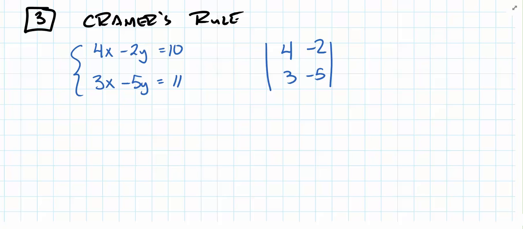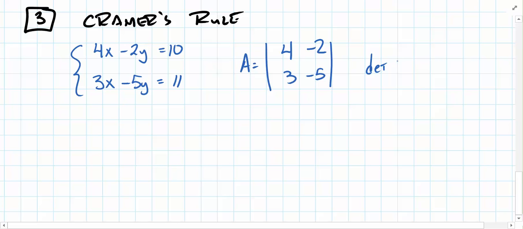That makes total sense. So what we're going to do then is find the determinant of, I'm going to call this matrix A. So the determinant of matrix A is going to be, let's see here, 4 times negative 5 is negative 20, minus a negative 6. So what do we get for that? I'm getting negative 14 out of this one. So the determinant of A is going to be that.